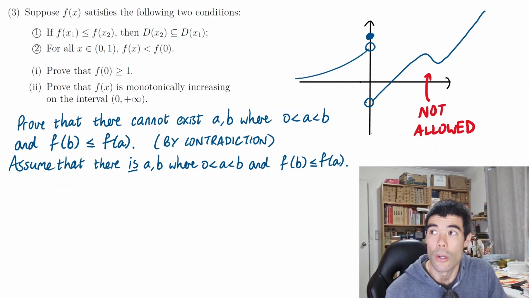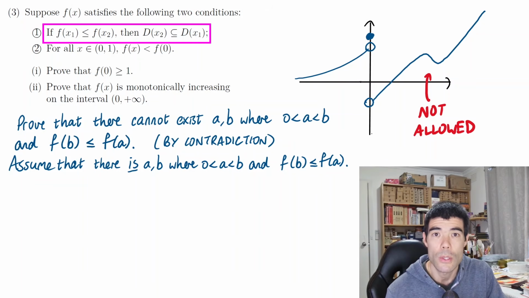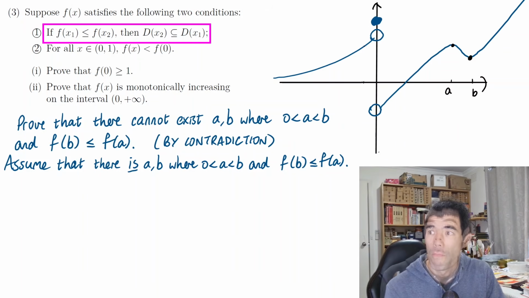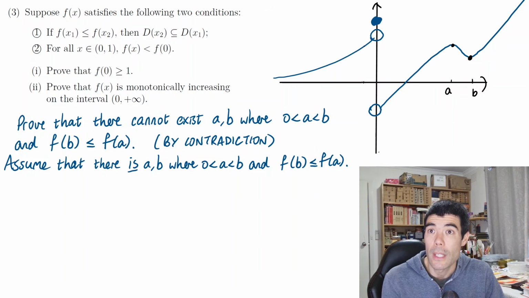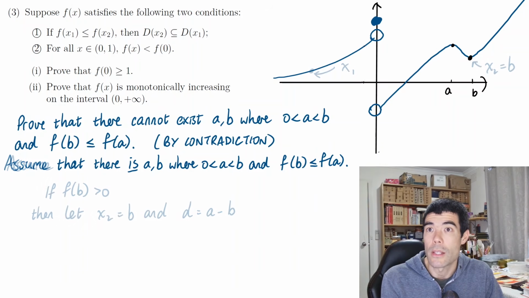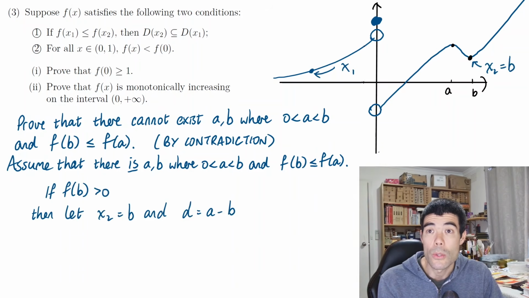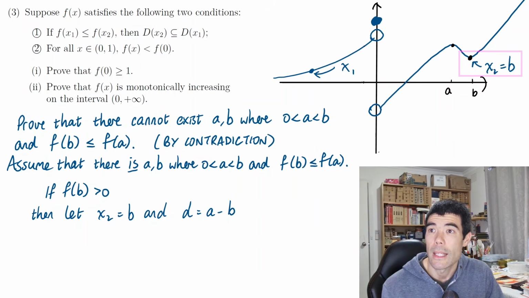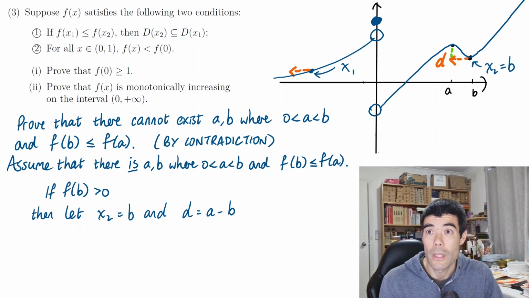So how are we going to show that this contradicts the assumption that capital D of x2 is a subset of capital D of x1? Well, if, as in the diagram we have here, f of b is greater than 0 up here, what we can do is use b as x2. So if we let x2 be equal to b, and then take d as a minus b, so that when we add d or move d to the left, definitely the function is going to go uphill because we know that f of a is greater than f of b.